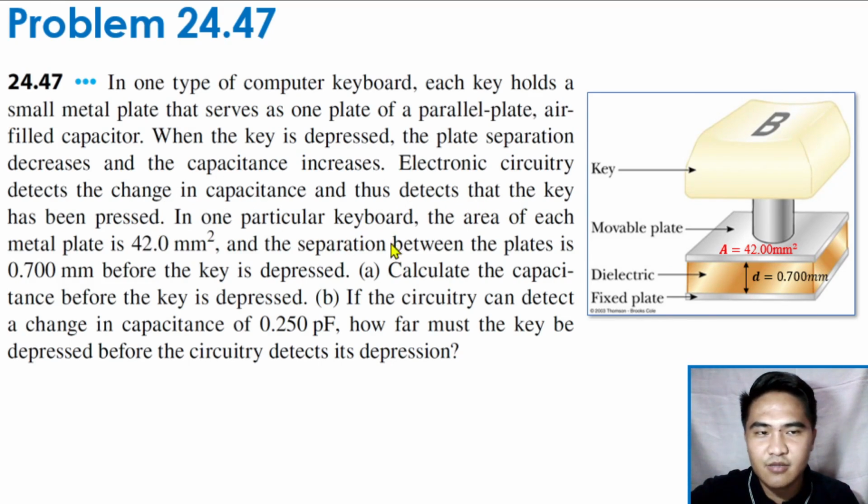In one particular keyboard, the area of each metal plate is 42 mm square and the separation between the plate is 0.7 mm before the key is depressed. Calculate the capacitance before the key is depressed, and if the circuitry can detect a change in capacitance of 0.25 picofarad, how far must the key be depressed before the circuitry detects its depression?